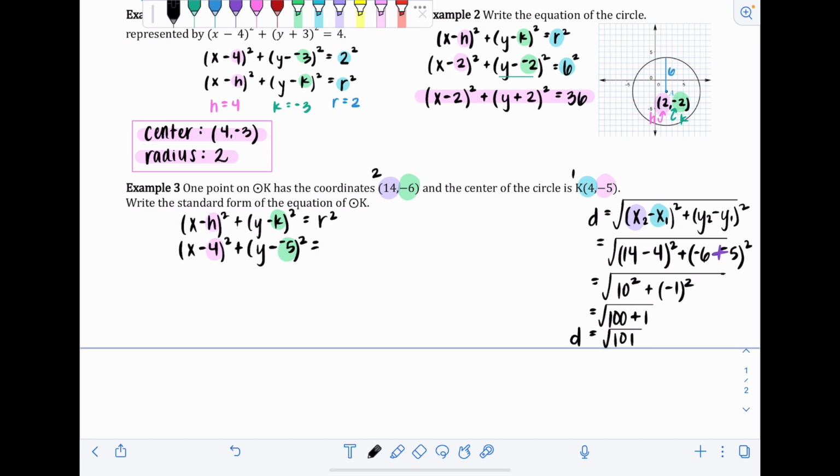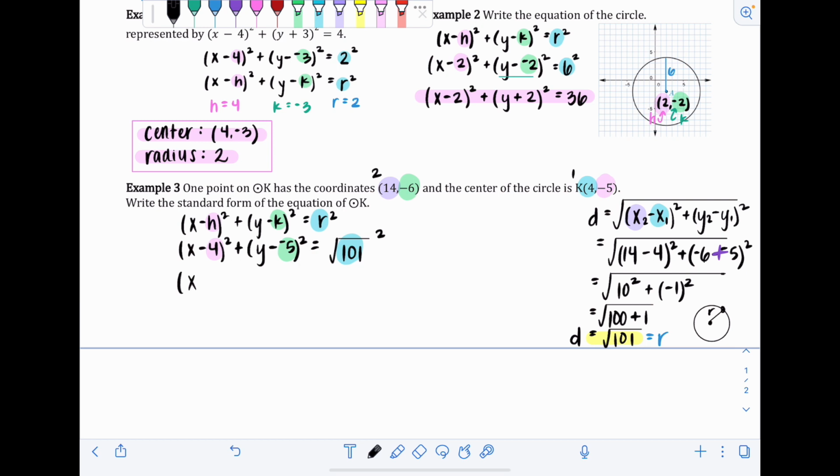So that's the distance between the 2 points. Just to sketch it, if we have the center and a point on the circle and we find the distance between those 2 points, that's going to give us the radius. So this distance is the radius. We can take that square root of 101 and put that in for r. So it'd be the square root of 101, and then squared still, because it was r squared. And now we can just finish simplifying it.